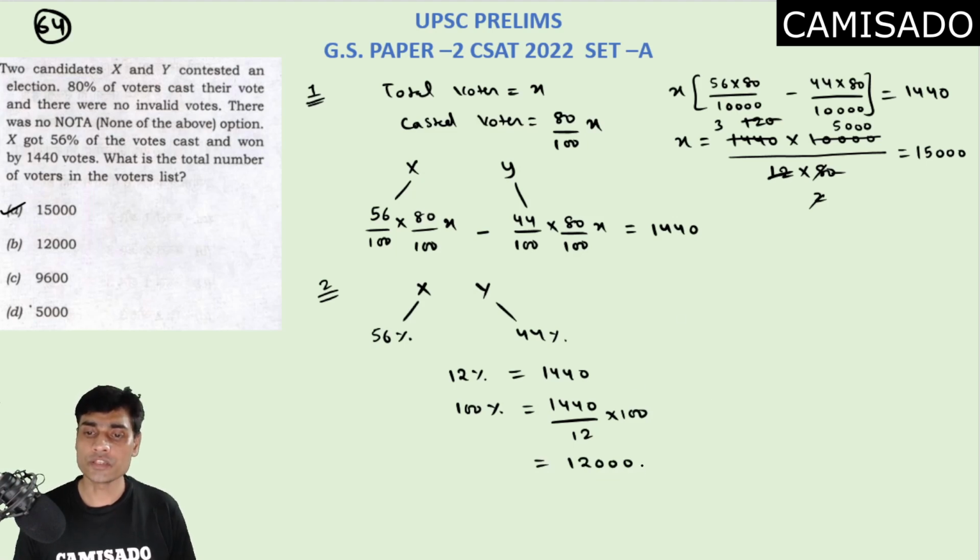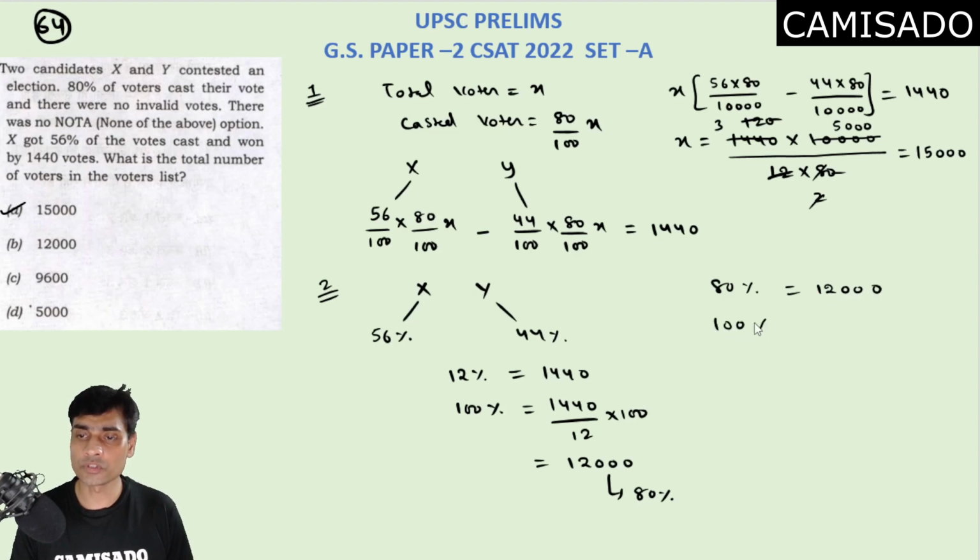Now these 12,000 are the 80% votes which are cast. So basically 80% of something is equal to 12,000. So what will be the 100%, the total votes? They will be 12,000 upon 80 into 100. When you solve it, you will get the same calculation and the answer will be 15,000 votes. So already we have got the answer.